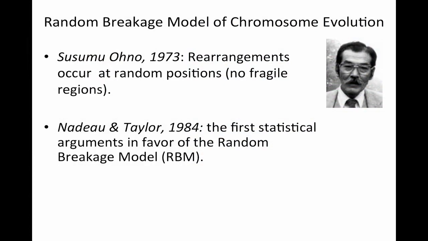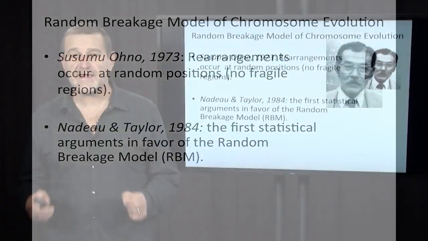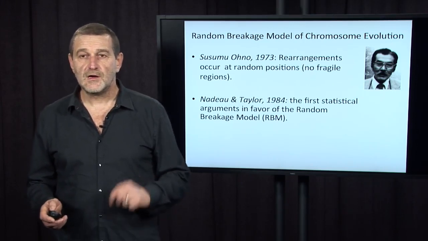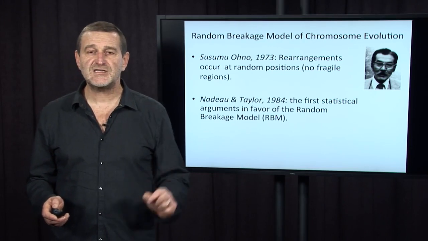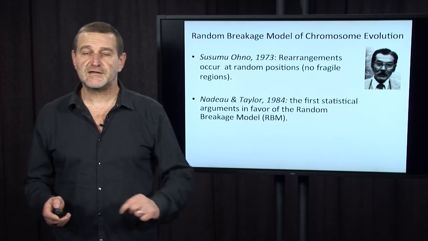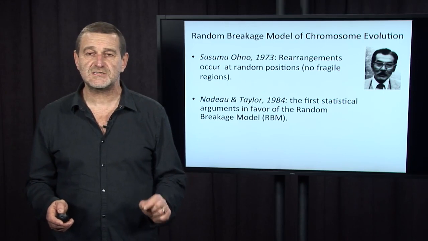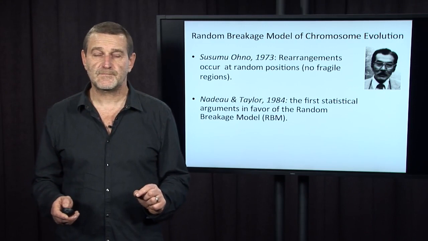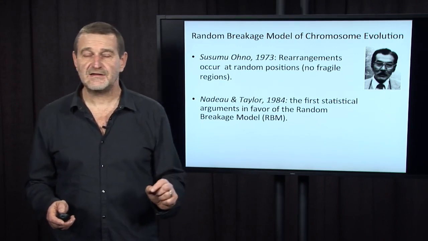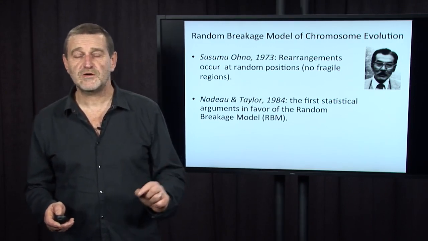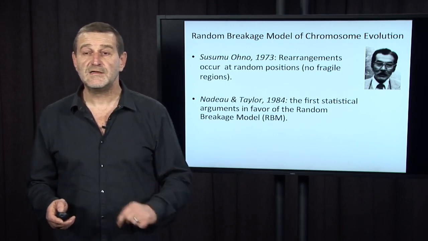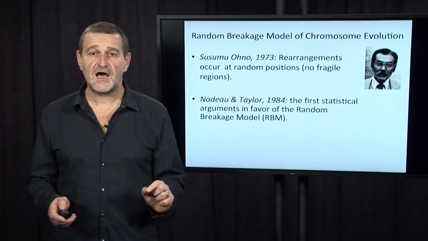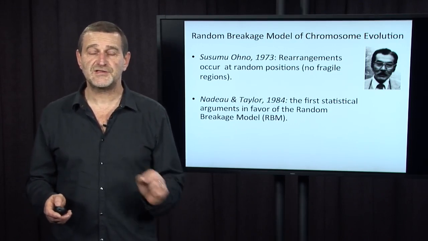40 years ago, prominent biologist Susumu Ohno came up with the random breakage model of chromosome evolution. Ohno argued that since rearrangements are so rare, then they must occur at random positions in chromosomes, implying that there are no fragile regions in the human genome. Honestly, Ohno hardly had any information to support this model, but 30 years ago, Nadeau and Taylor generated the first statistical argument in favor of the random breakage model.